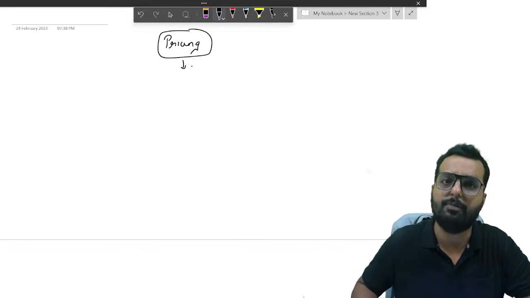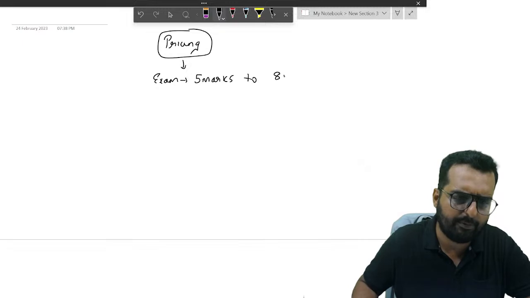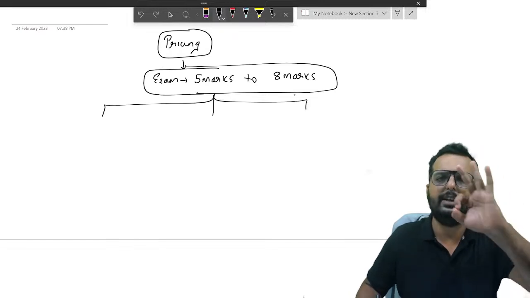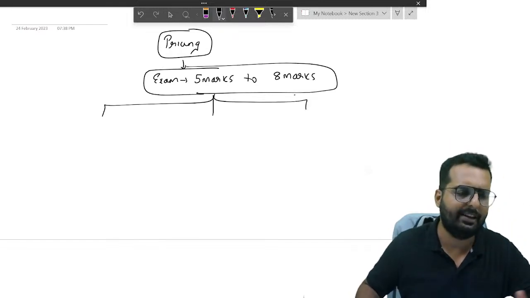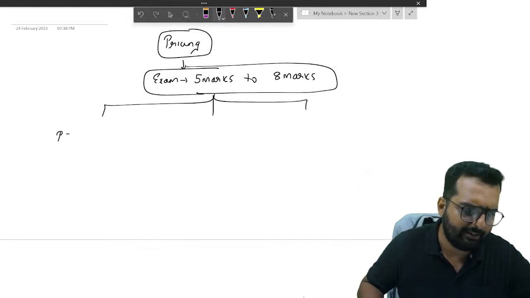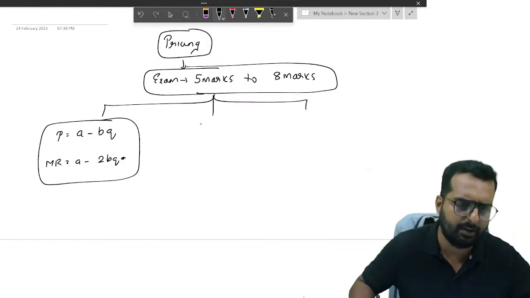Friends, pricing theory is a small chapter. In the exam, you will have a guaranteed question with marks ranging from 5 to 8 marks, and it's a very easy chapter. You need to learn three major points to cover this entire thing. One is an equation, P is equal to A minus BQ and MR is equal to A minus 2BQ. This is one of the equations that you have to learn in this chapter.